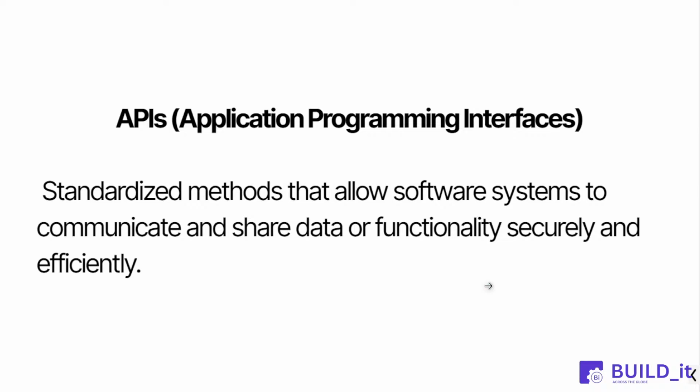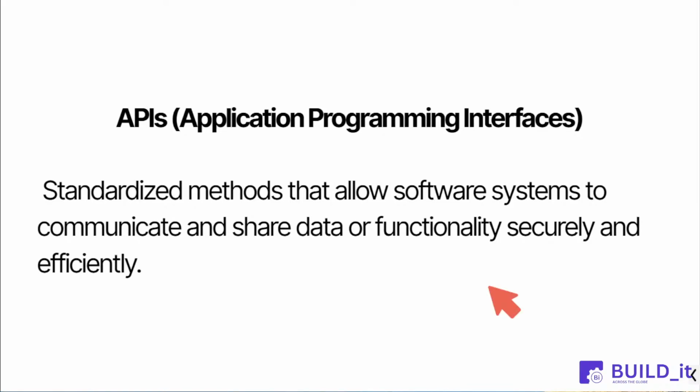So now let's move on to APIs. APIs means application programming interfaces. It's a standardized method that allows software systems to communicate and share data or functionality securely and efficiently. So let's take note of this one. To communicate, that is the first one. To share data or functionality securely and efficiently.